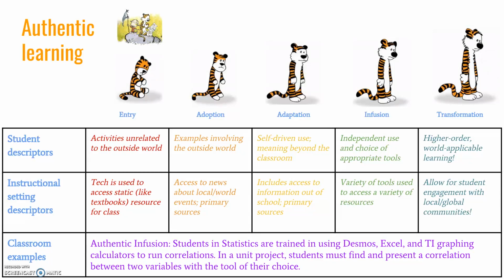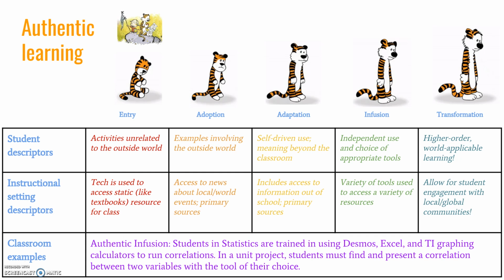The authentic learning dimension really describes the authenticity of the learning the students are doing in the classroom, and how applicable it is to the real world. You'll notice that at the entry level, activities that the students are doing are mostly unrelated to the outside world, and technology is mostly used just to access static resources, like a textbook or an encyclopedia.